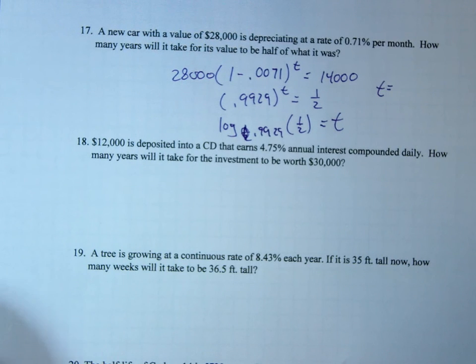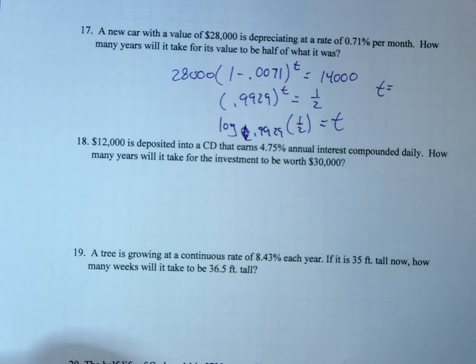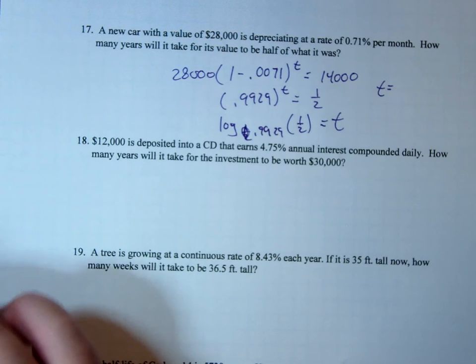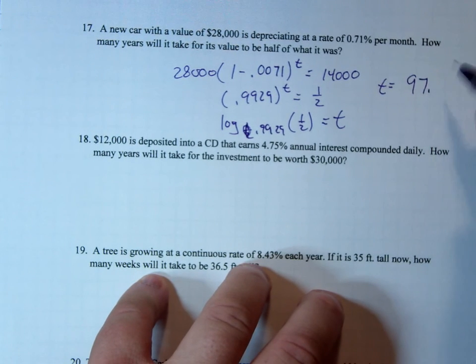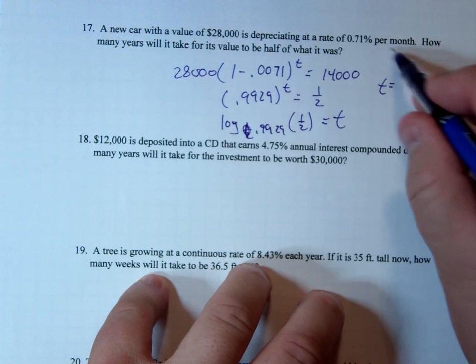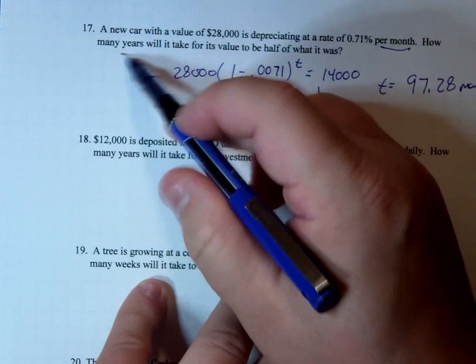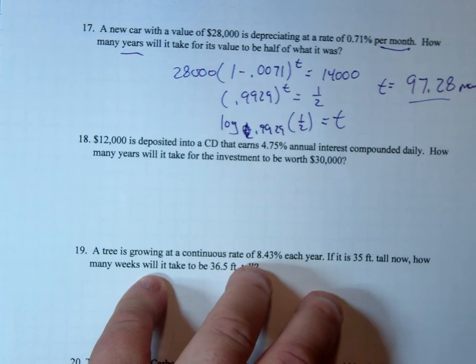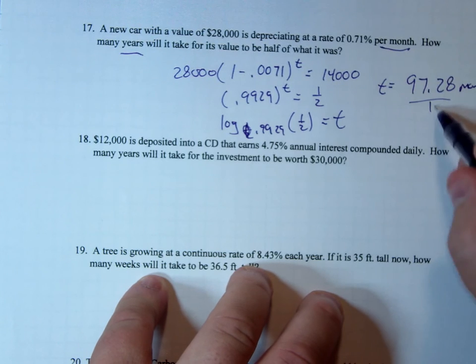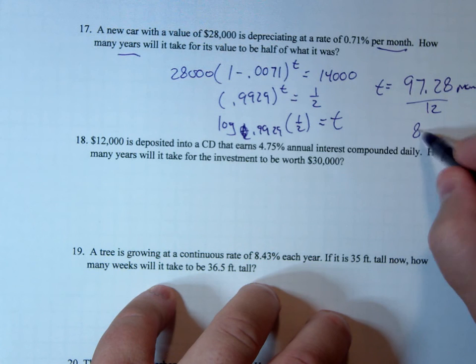Math, log base 0.9929 of 1/2, 97.28 months. How many years will it take? Well, if that's months, you would divide by 12. Divide by 12 to get your years. So that's 8.11 years.